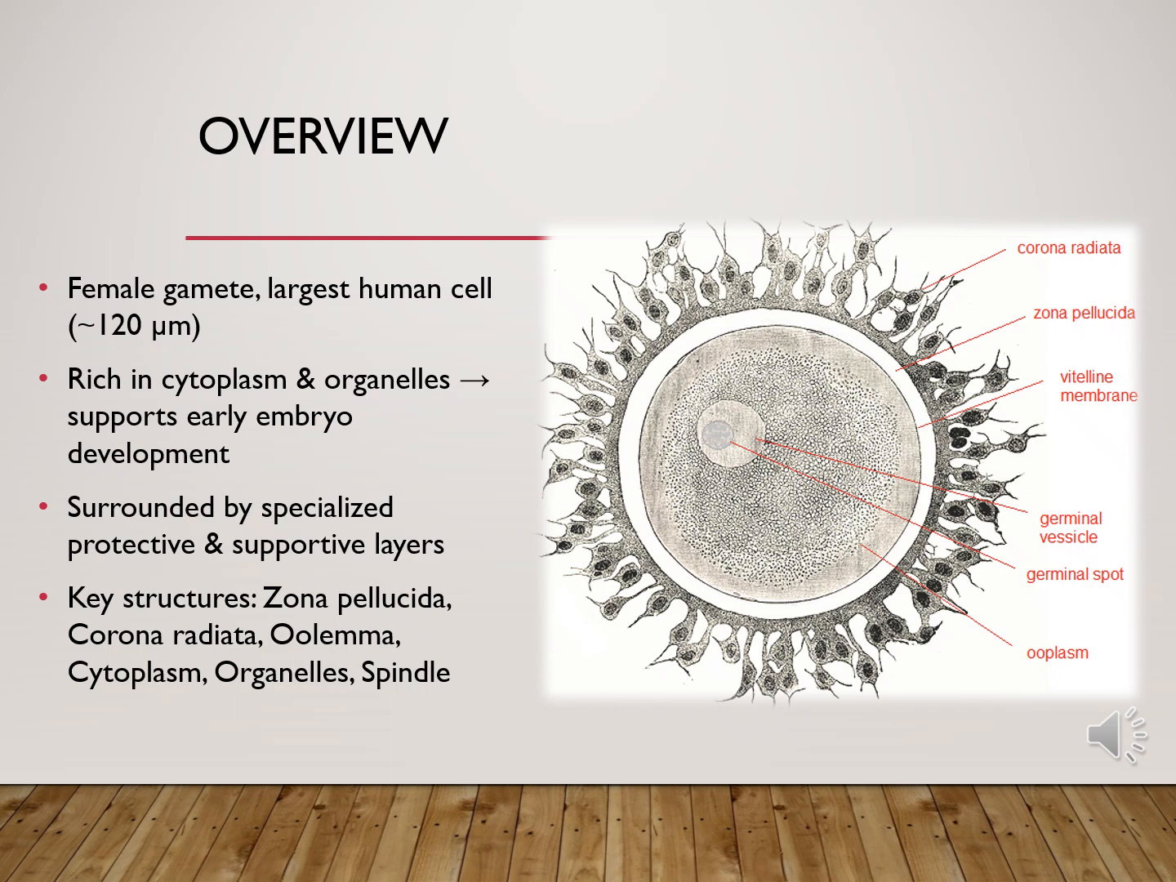Key structures to focus on are zona pellucida, corona radiata, oolemma, plasma membrane, cytoplasm, ooplasm, and organelles, and the meiotic spindle. These structures work together to ensure successful fertilization and embryonic development.